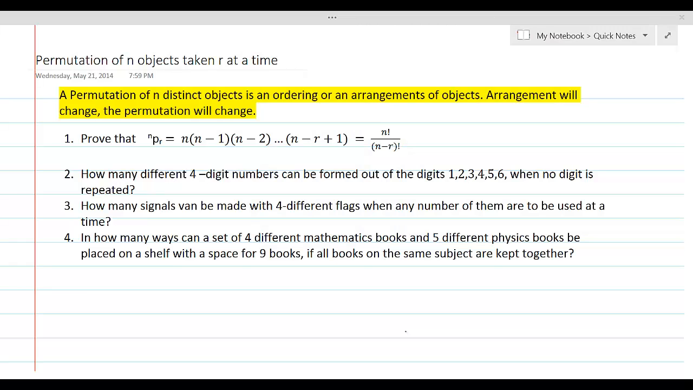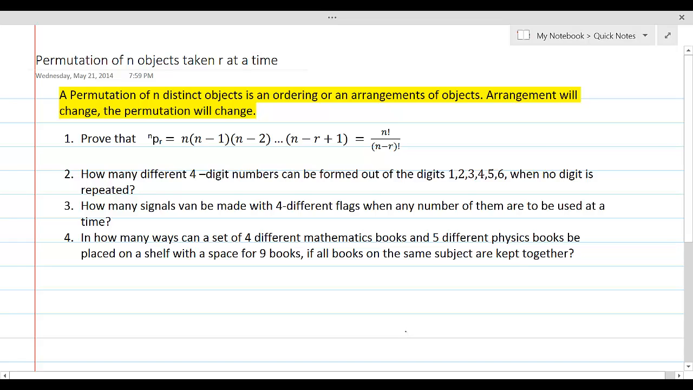Permutation of n objects taken r at a time. A permutation of n distinct objects is an ordering or arrangement of objects. If the arrangement of writing will change, then the permutation will change.